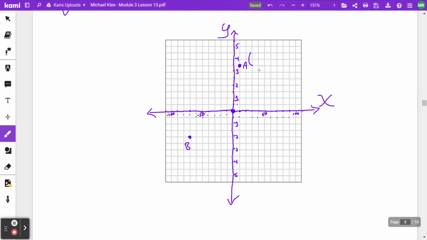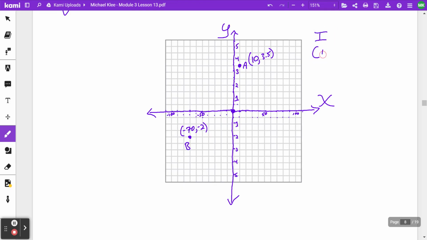So if I want to put the ordered pairs in, so this is a positive 10, and then a positive 3.5. There it is, right? And over here was a -70, and down, so -2.